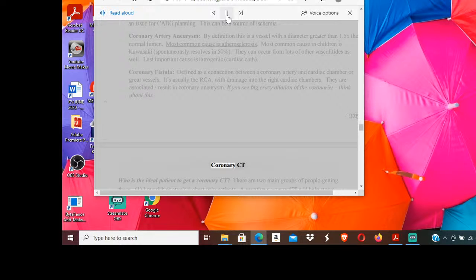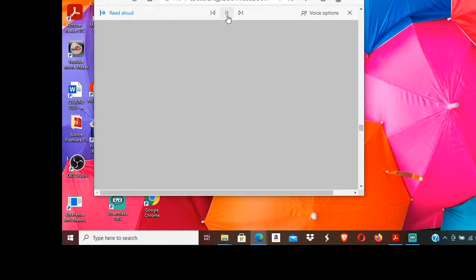375. Coronary CT. Who is the ideal patient to get a coronary CT? There are two main groups of people getting these. 1. Low risk or atypical chest pain patients. A negative coronary CT will help stop a stress test or cath from occurring. Why do a procedure with risks on someone with GERD? 2. Suspected aberrant coronary anatomy. What is the ideal heart rate?